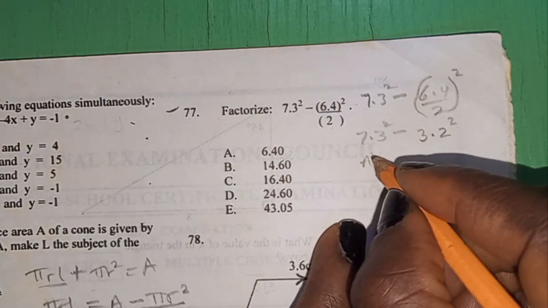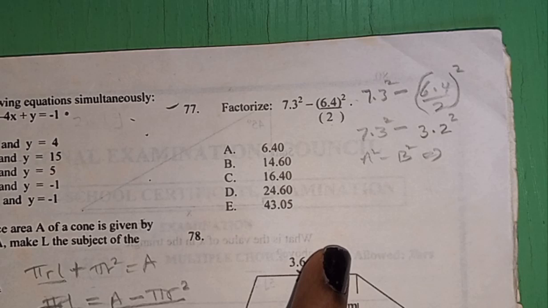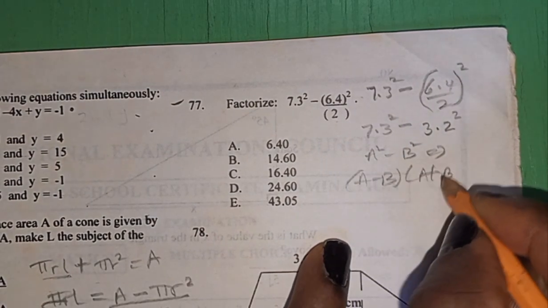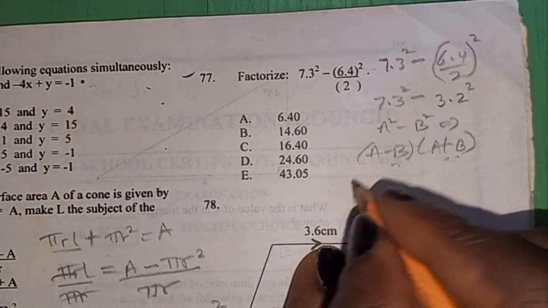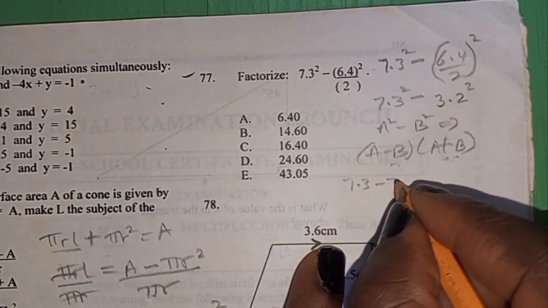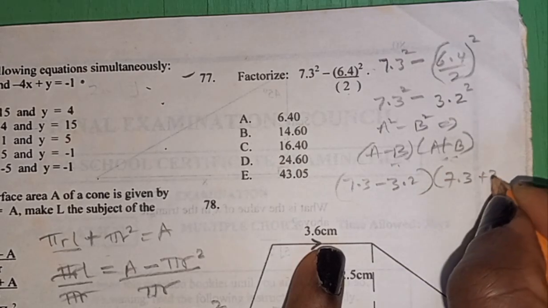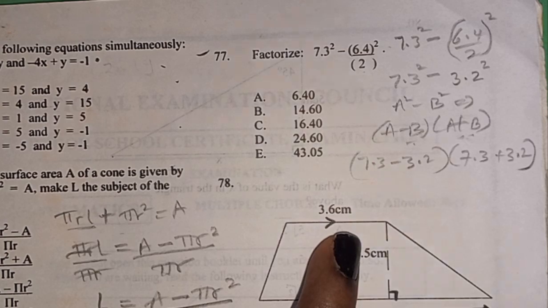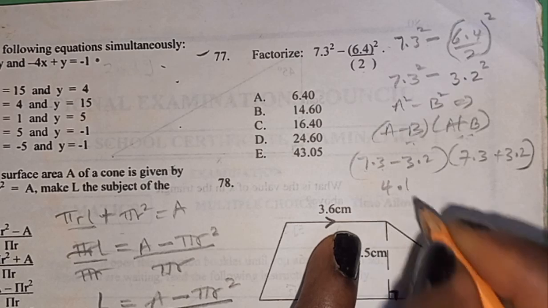So going by difference of two squares, which means A minus B, A plus B. Anyone can come first, either plus or minus. So how do we now handle this? This means 7.3 minus 3.2, 7.3 plus 3.2. Okay? So this minus this, 3 minus 2, 1, point, 7 minus 3, 4.1.